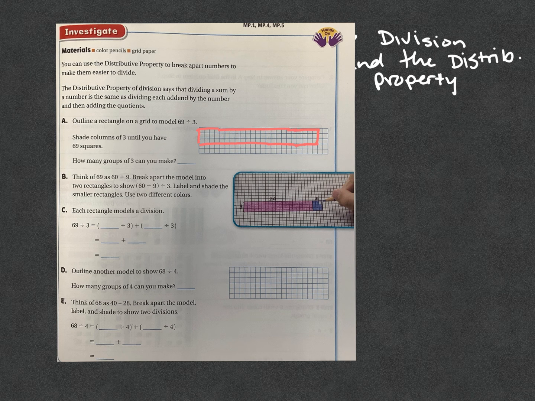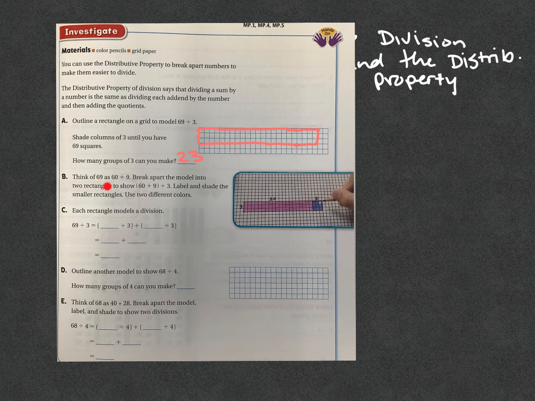That took me a little while. How many groups of 3 can you make? Well, when I count along this whole thing, I get 23. So I can make 23 groups of 3. Now, that could have been a little easier than counting up every single one of these.